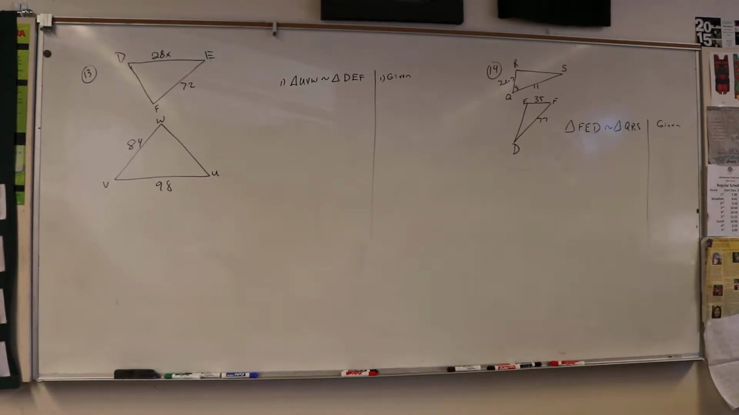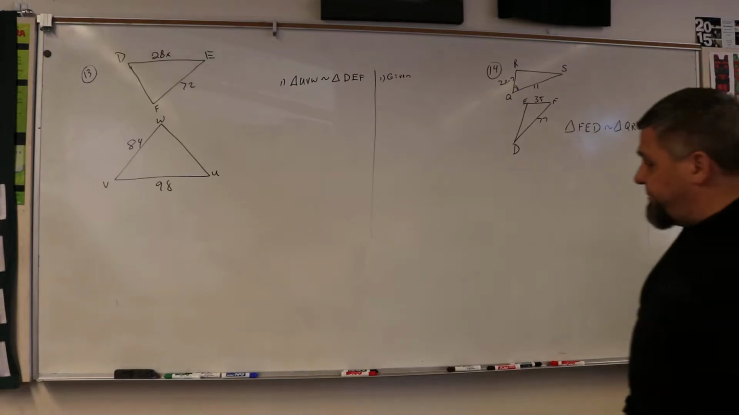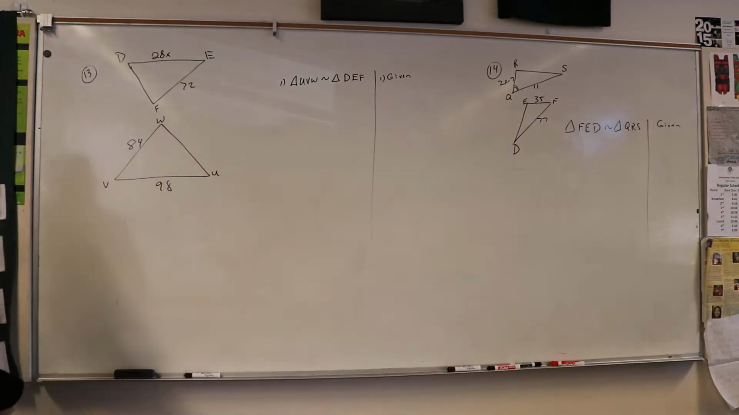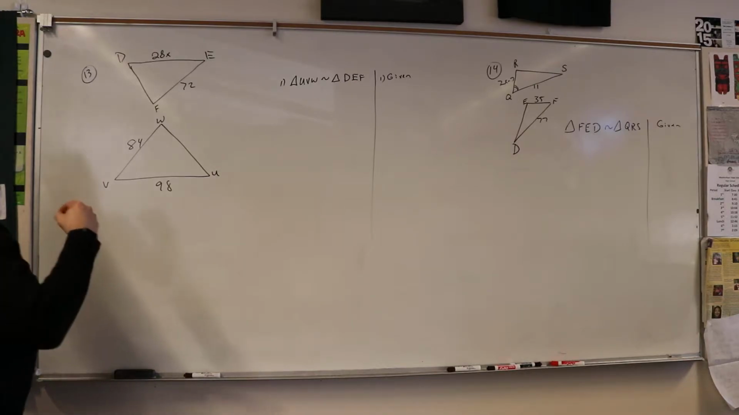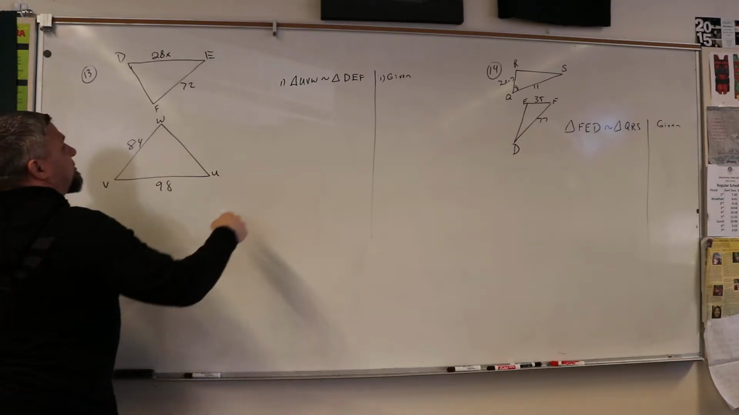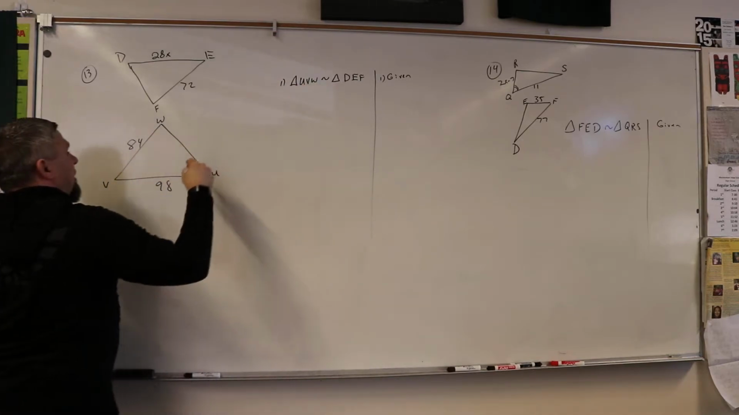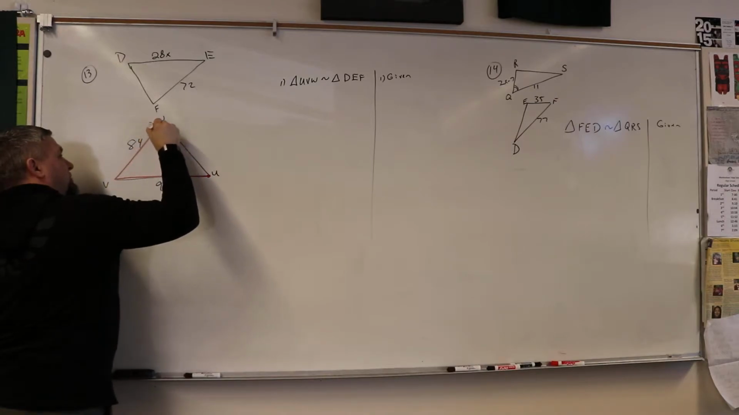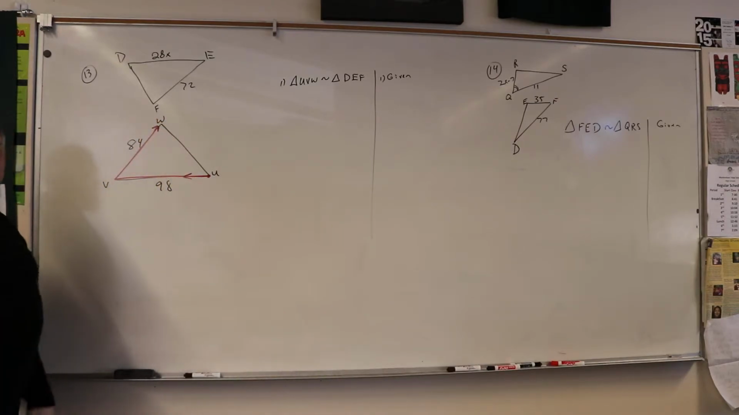Okay, so number 13 is saying that they are similar. Okay? So your first step is to look at what's similar. So it says UVW. UVW. So that's the direction that you're going.